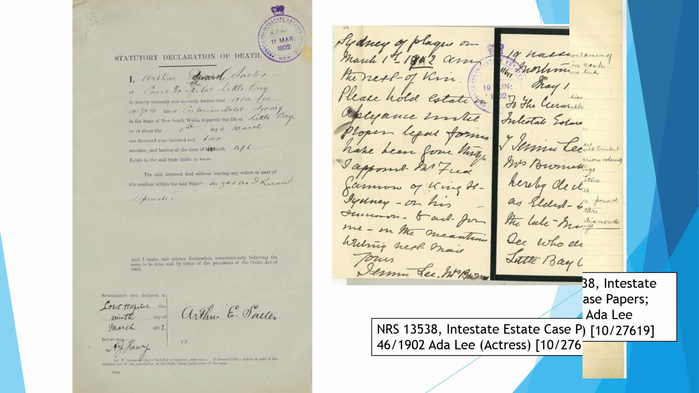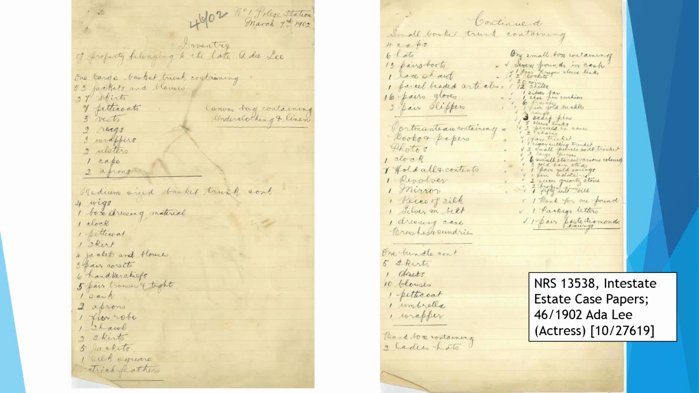The next page that we're flicking over to eventually is an inventory of her estate. So this is quite interesting. It's been made up by the police. Look at the address up the top there, number 1 police station, March the 7th, 1902, so a week after her death. And they've listed all the property that she left behind.